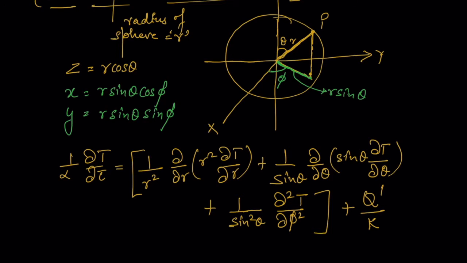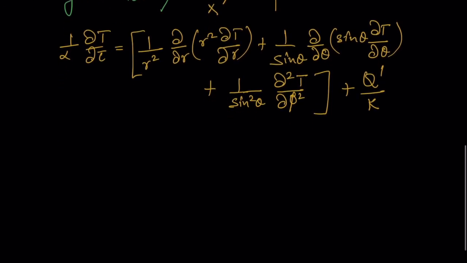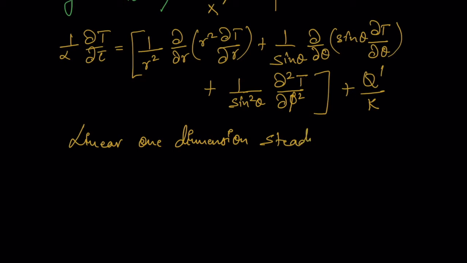So this is the equation in the spherical coordinate system. Okay, now we'll see the linear one-dimensional steady state heat conduction.